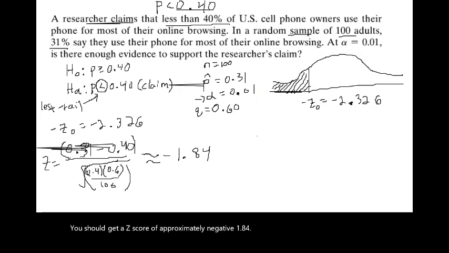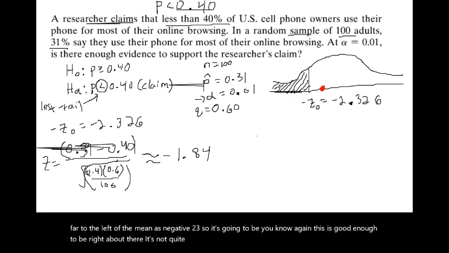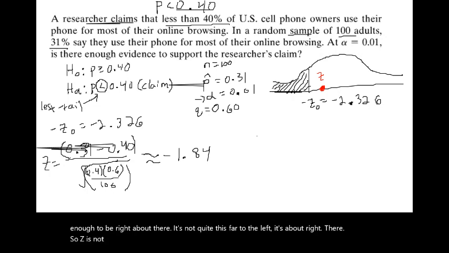So then we're going to put our z-score on our graph. This is to the left of the mean, but not as far to the left of the mean as negative 2.3. So it's going to be, again, this is good enough, right about there. It's not quite this far to the left. It's about right there. So z is not in a rejection region. So our initial decision is that we are going to fail to reject H naught.